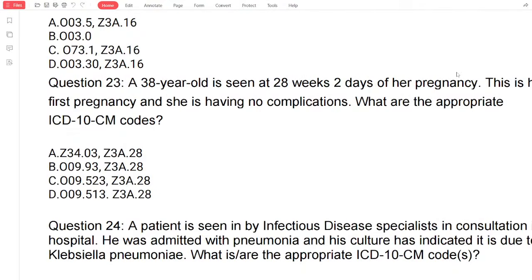23. A 30-year-old is seen at 28 weeks 2 days of her pregnancy. This is her first pregnancy and she is having no complications. So what is the appropriate ICD-10 code?